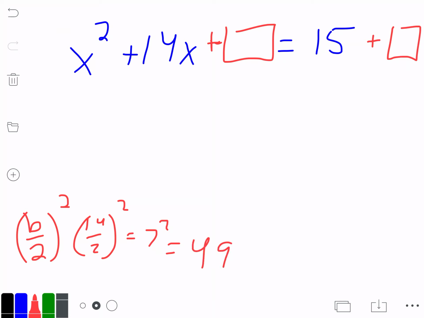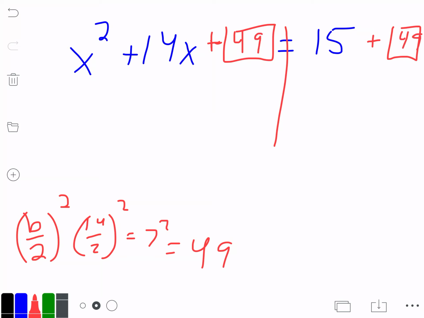Now, whenever you have a number on the other side of the equation, like 15, you have to use the golden rule of algebra: whatever you do on one side, you must do on the other side. So we're going to add 49 to both sides.